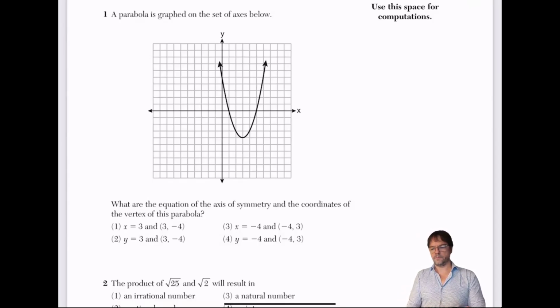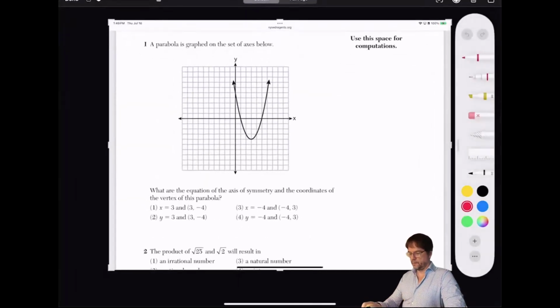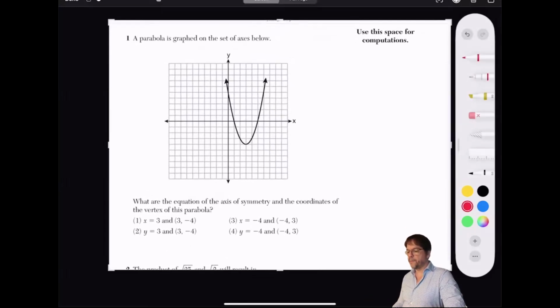Is it the option 3? Let's see together. So he says, a parabola is graphed on the set of axes below. What are the equation of the axis of symmetry and the coordinates of the vertex of this parabola?